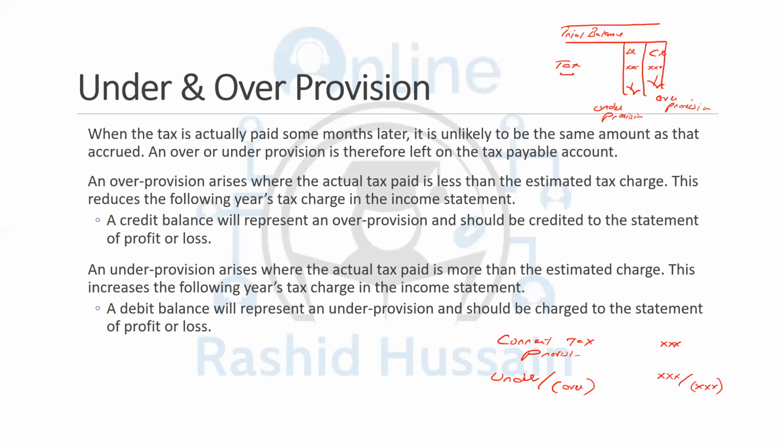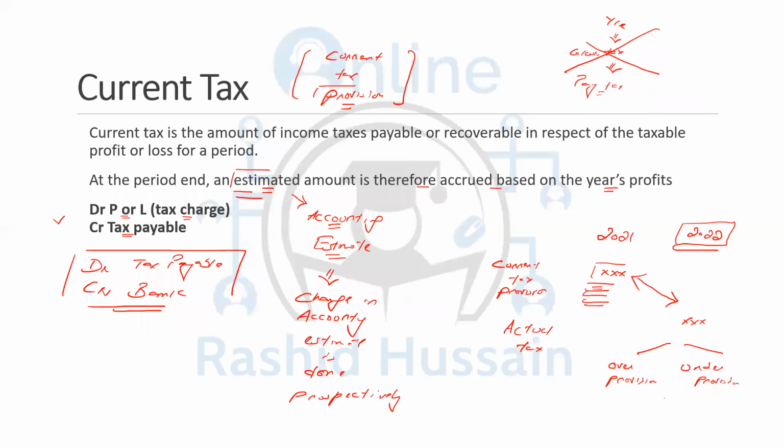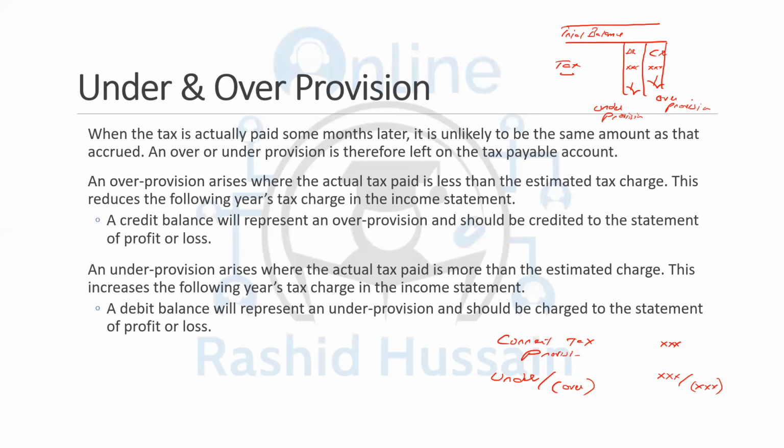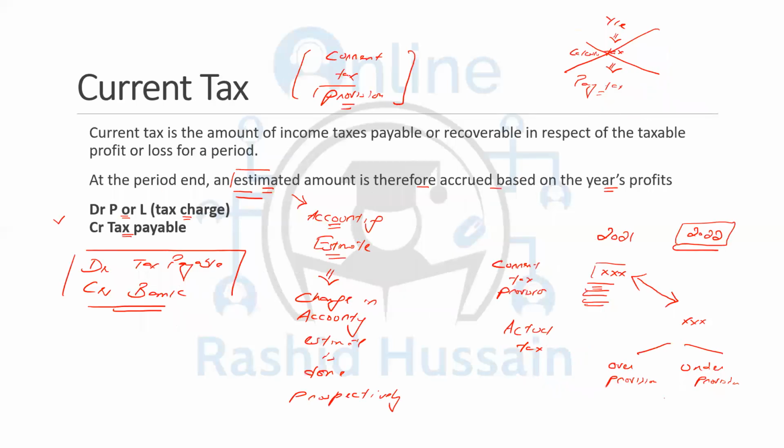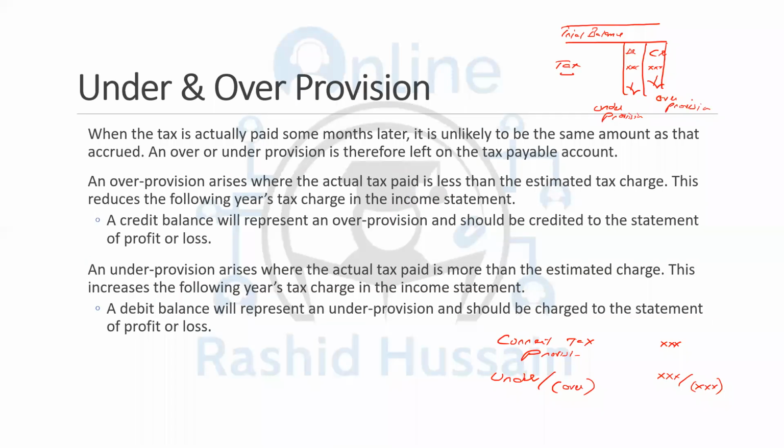So remember, when we are making an adjustment, the adjustment of under or over provision is not done in the same year, because you will get aware of under and over provision in the following year. So when you get aware of the under or over provision, you will be making the adjustments in the following year. When we change the accounting estimate, we know that the change in accounting estimate is always done prospectively. That means you're not going to change the previous figure. In fact, you are going to make the adjustments of under and over provision in the following years.